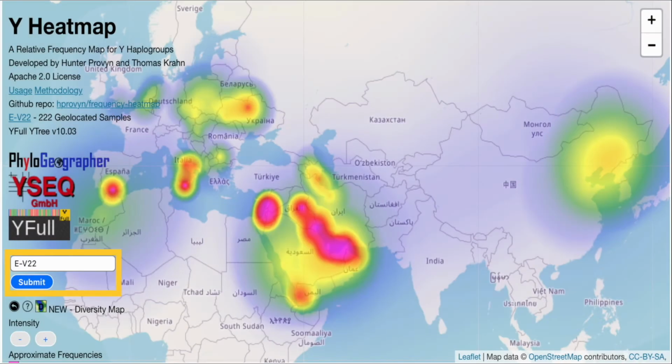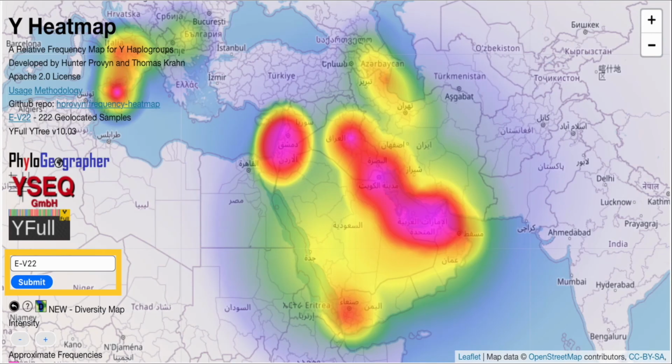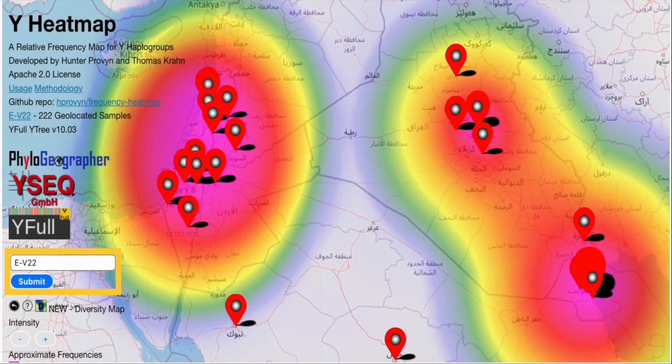If you look on Y heat map and type in E-V22, you will see that it's distributed throughout the Mediterranean as well as in the Middle East, and it is seen within the Arabian Peninsula, Mesopotamia, modern-day Iraq, as well as a very nice and high distribution in the Levant, or the land of Israel. What's also interesting about E-V22 is that it's found among the Samaritan Cohen family from the tribe of Levi.